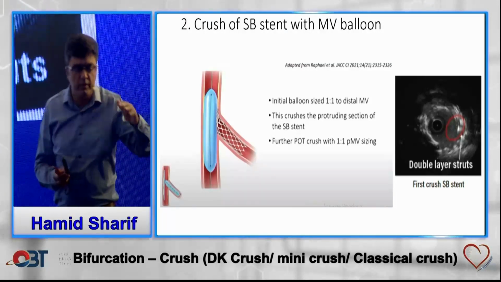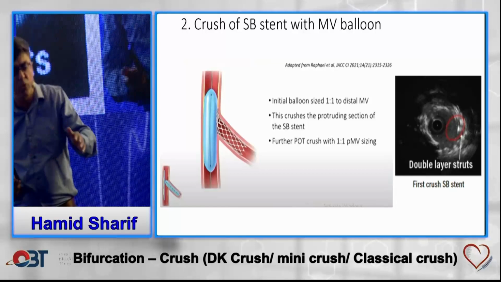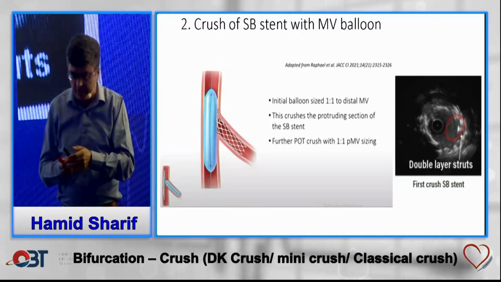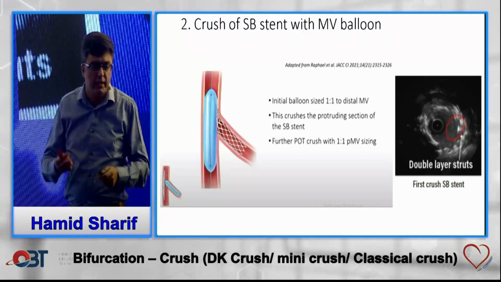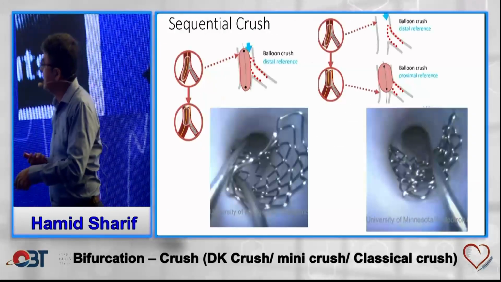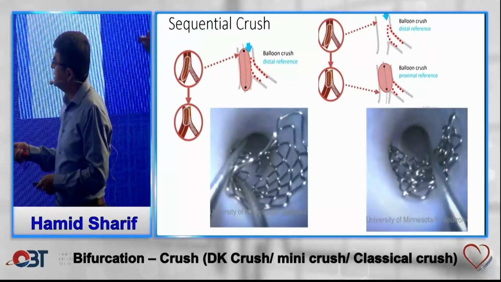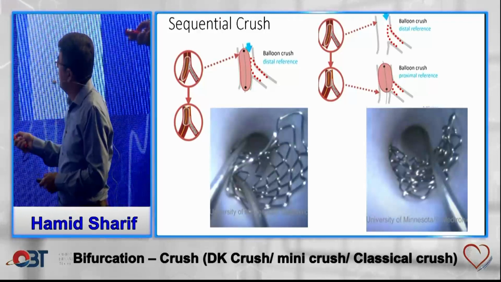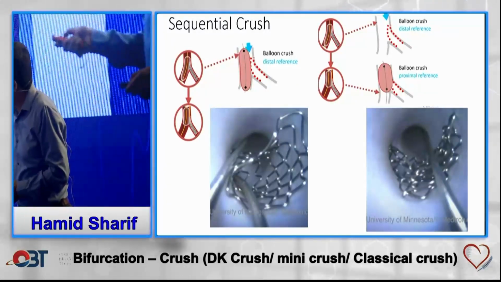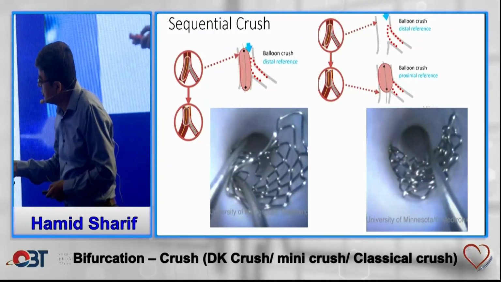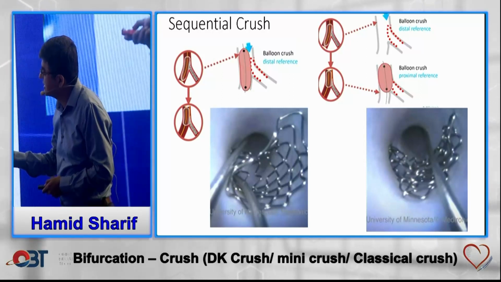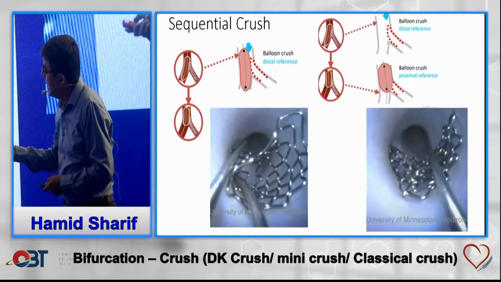Initially, it was thought that one crush is enough with the main branch that is already there, but now there is sequential crushing. This is the main modification in the recent past. If you look at this slide, this is the importance of the sequential crush. Normally we do, first of all, the balloon in the main branch, which is sized to distal, 1:1. For example, the vessel is 3, so we take a 3 balloon, and we crush.